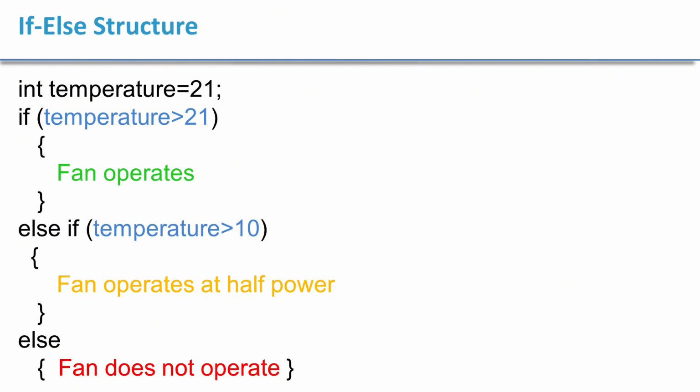In this case, we would use the else if structure. The else if structure is used to check multiple conditions in sequence. It allows you to execute different blocks of code based on various conditions.